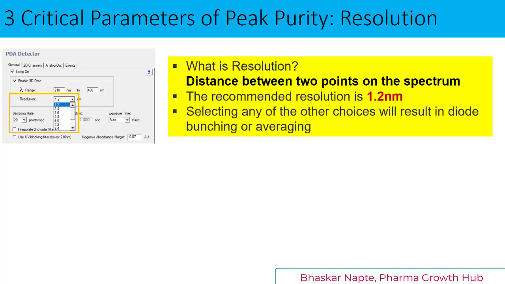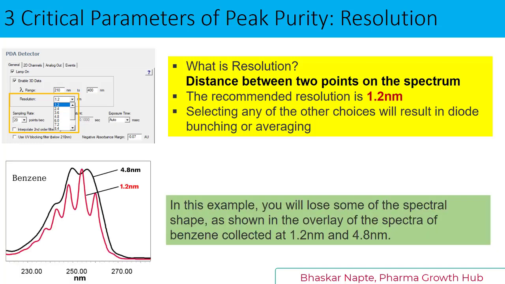And I am going to explain this particular phenomenon with a suitable example. Now here is the example on your screen. If you scan benzene and select 1.2 nanometer as the resolution, you will see the spectra highlighted in the red line. But if you measure a similar spectra using 4.8 nanometer, you will see the spectra in the black colored line. So what is the difference between these two spectra?